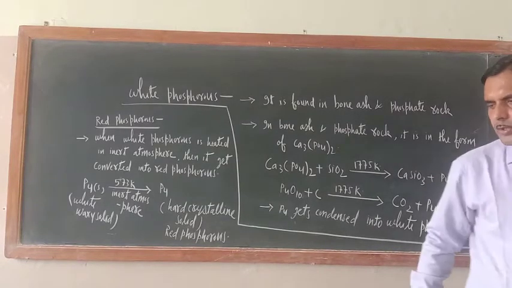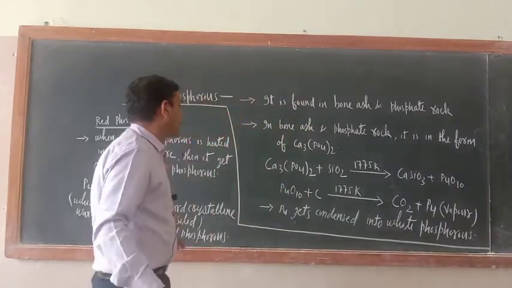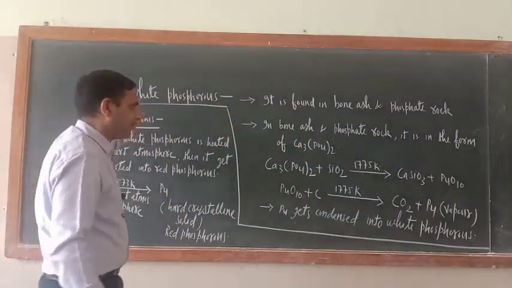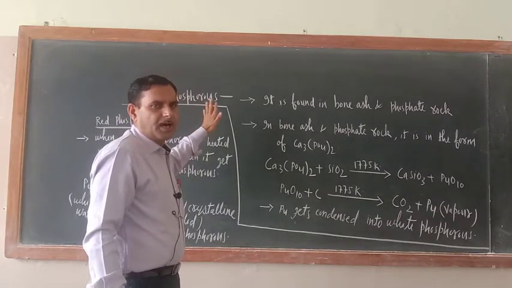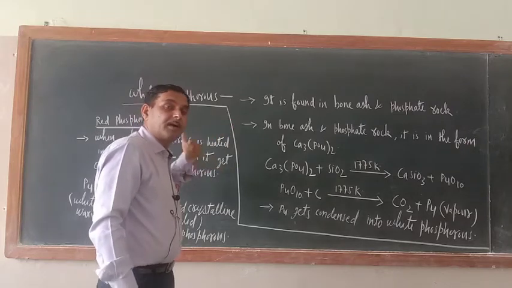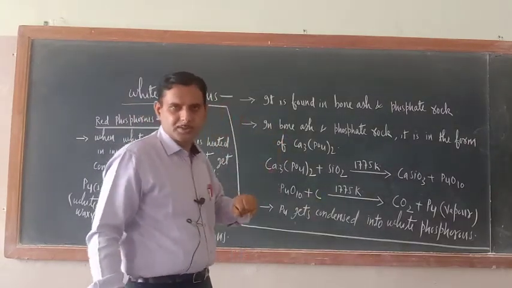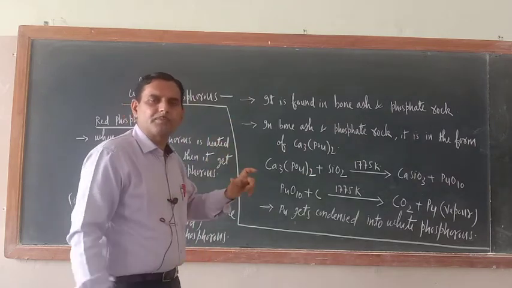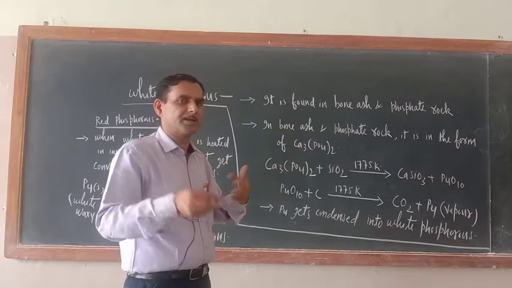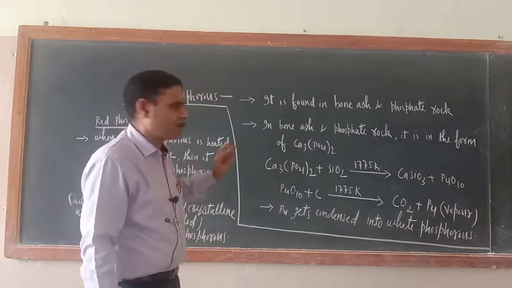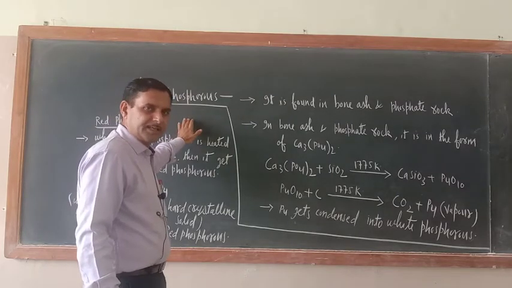As you know, we are studying the allotropic forms of phosphorus: white phosphorus, red phosphorus and black phosphorus. Day before yesterday I covered the physical properties of red, white and black phosphorus. Allotropic forms differ only in terms of physical properties; in terms of chemical properties, more or less they are similar. So just try to understand with the continuation of the same.